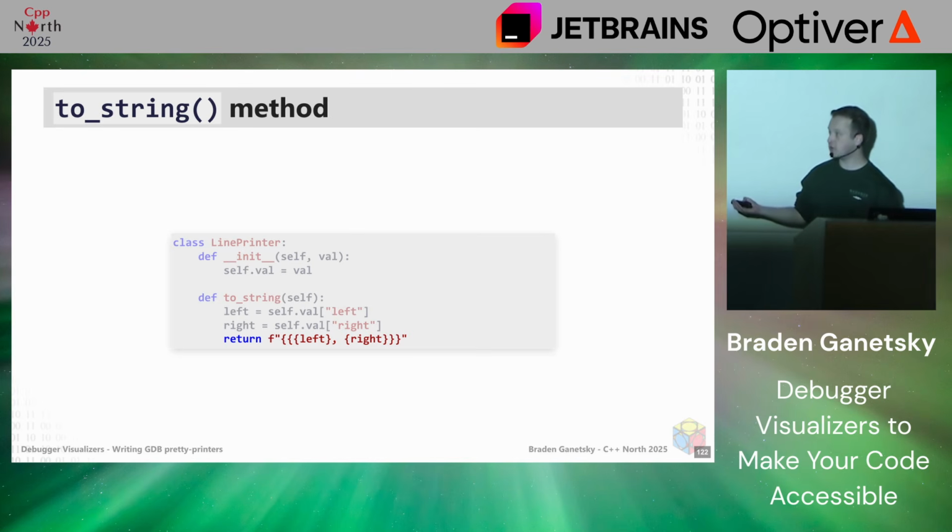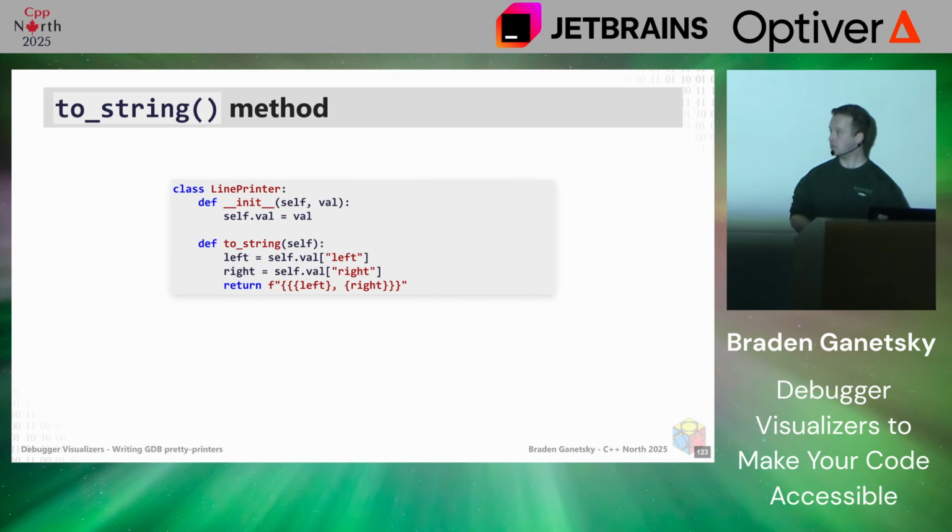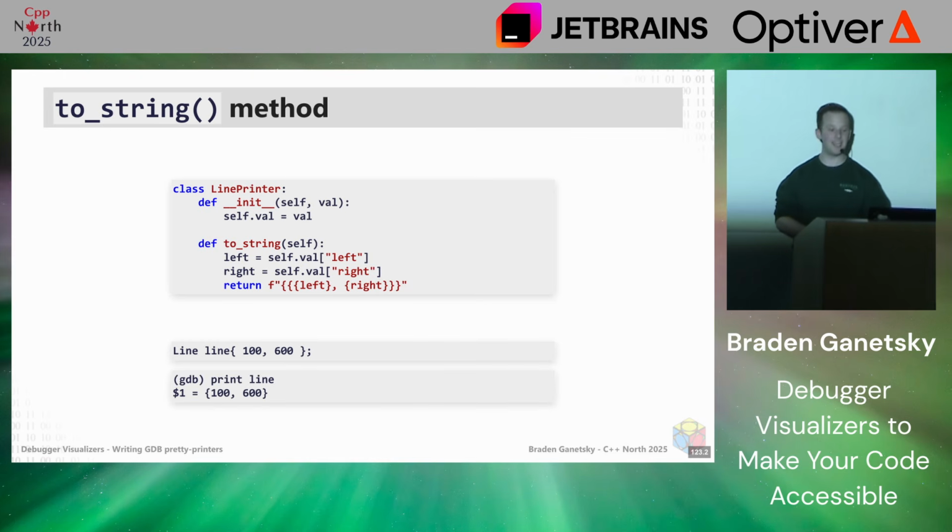You may remember f strings from earlier in this talk, and it's just about the same f string as before. This time it's actually an f string though. And so then, here's what it looks like. If I have a line that is 100, 600, I'm in GDB, I print the line, and it works. Cool. Okay, so we just wrote a non-trivial pretty printer that actually relies on the runtime data inside of the object. I think that's pretty great.